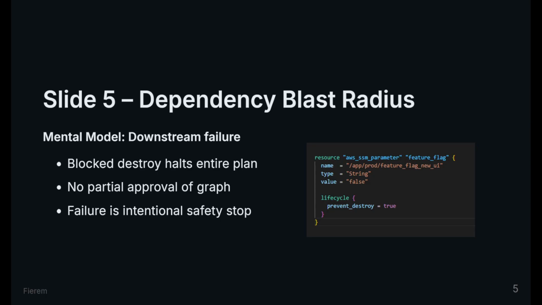If a protected resource is planned for destroy, the plan fails before downstream resources can be evaluated as safe or unsafe. That failure is intentional because Terraform treats a blocked destroy as a hard stop rather than a partial approval.